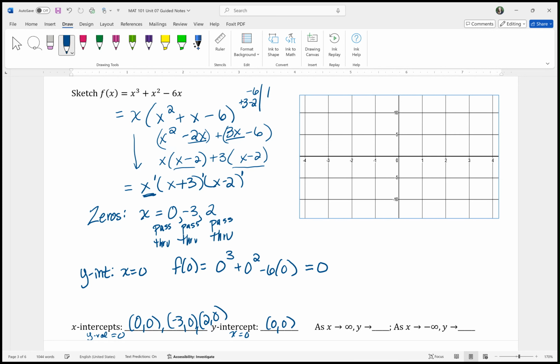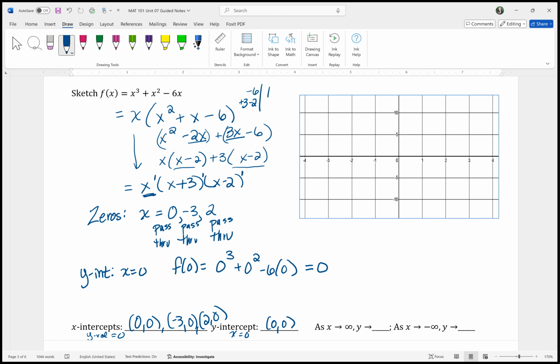And honestly, we could have seen that from our x-intercepts. If (0, 0) is in the x-intercepts, that same thing is the y-intercept, because that is the only place where it would be crossing both the x and y axis. So if it's crossing one, it's crossing the other at the origin. Again, if you have the origin as an x-intercept, that will be the y-intercept. You only have one y-intercept, okay?